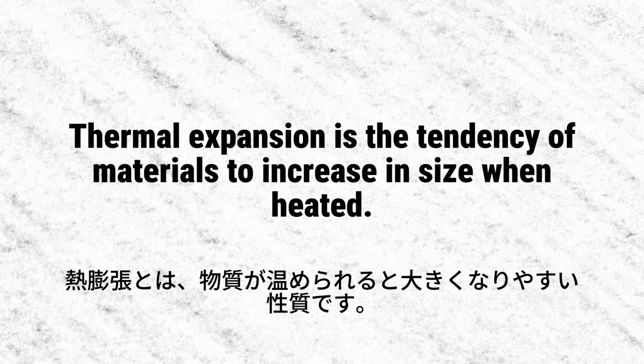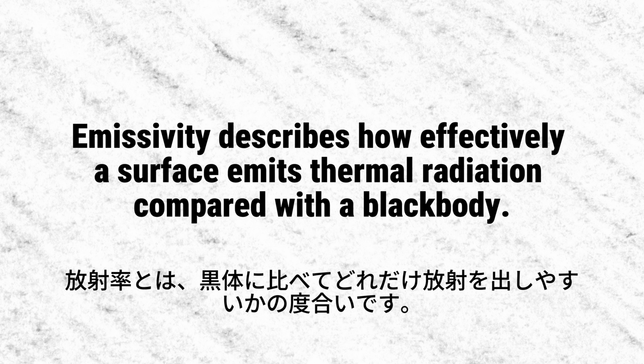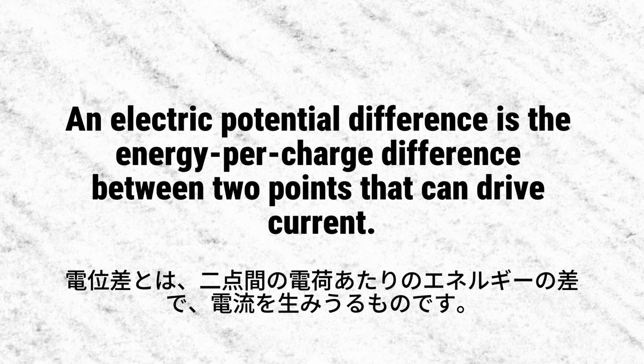Thermal expansion is the tendency of materials to increase in size when heated. A blackbody is an ideal object that absorbs all incoming radiation and emits radiation depending on its temperature. Emissivity describes how effectively a surface emits thermal radiation compared with a blackbody. An electric potential difference is the energy per charge difference between 2 points that can drive current.